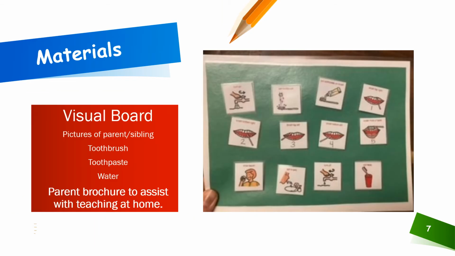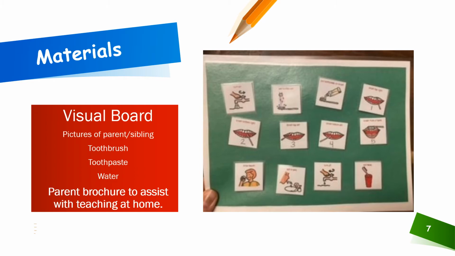Materials that I used for this project include a visual board as seen here, a toothbrush, toothpaste, and water. And then I also included the option of pictures of a parent or sibling doing the task. Sometimes more realistic pictures are easier for the child to understand than the graphics provided here, so they can use either depending on the child's preference. And then I also included a parent brochure to assist with teaching at home. So a lot of this information is given in a brochure for the parent to review at home so they can help the child as well.